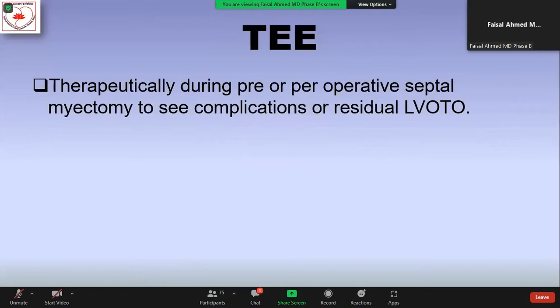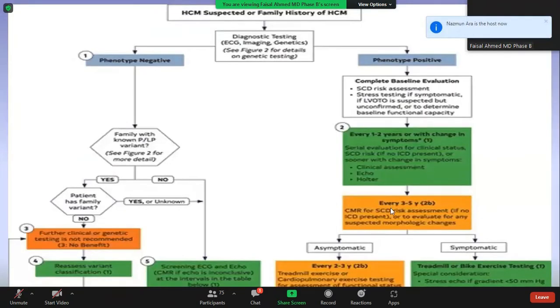Transesophageal echocardiography in HCM is not routinely done unless there is presence of mitral valve abnormalities or subvalvular aortic stenosis, and it is done during pre- or peri-operative septal myotomy to see any complications or to see whether there is a residual LVOT obstruction.